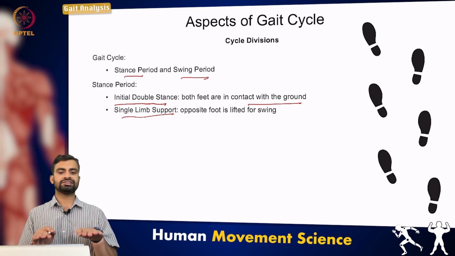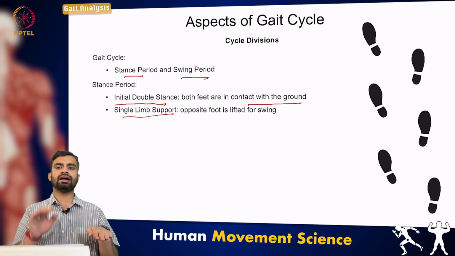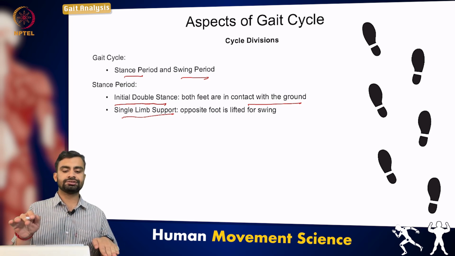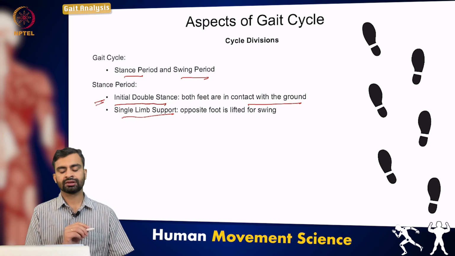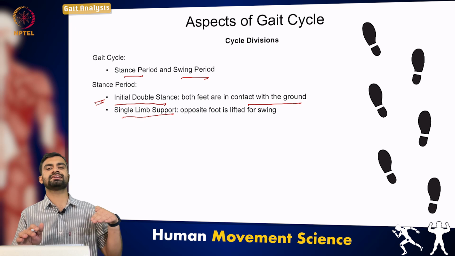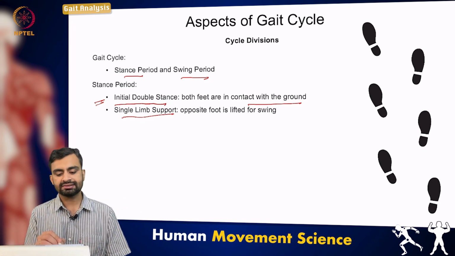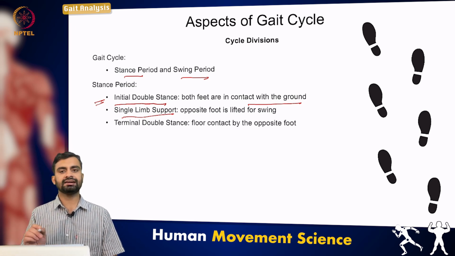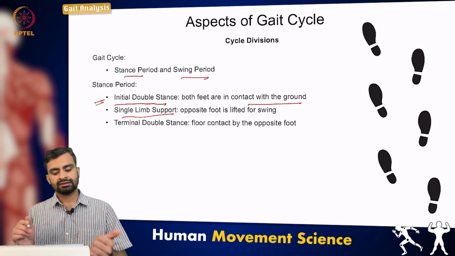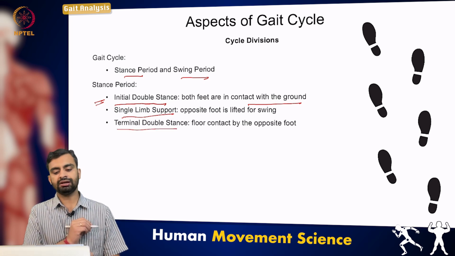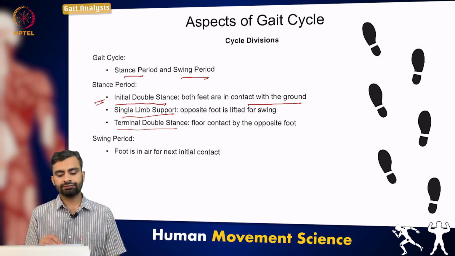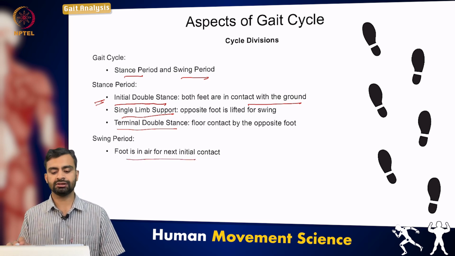For example, initially your left foot is on the ground and then you strike the floor with your right foot. That is your initial double stance. Once we transfer the whole weight onto our right side and our left foot is in the air, that is known as single limb support. And finally, once our left foot again hits the ground for the next stride, that results in the terminal double stance phase. Similarly, swing phase is nothing but when the foot is in the air for the next initial contact.